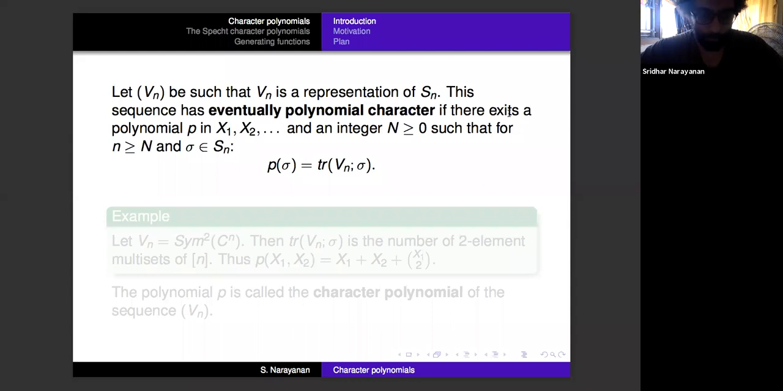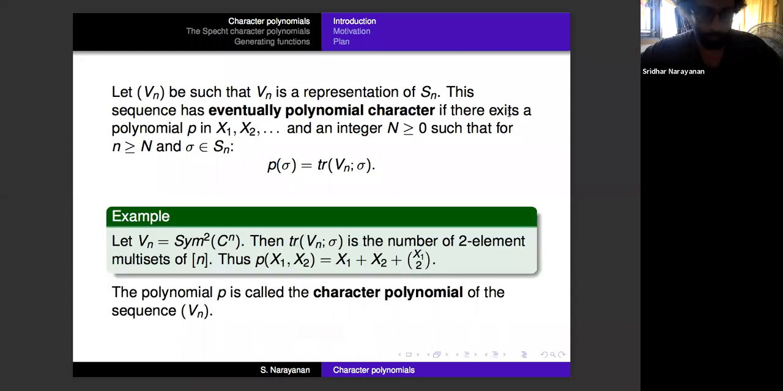So let's look at an example. Let's consider Sym^2 C^n, that is, this is just given by terms e_i e_j, where i and j are both between 1 and n.